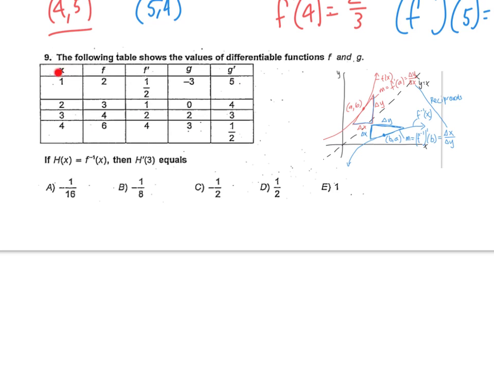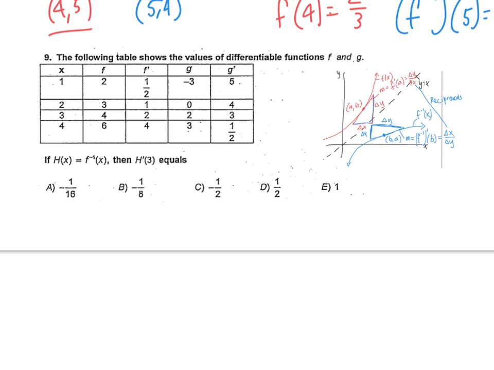This column here is labeled x. These are the x values, so x values of 1, 2, 3, and 4. This column is the y values on my function f. These are the y values on my function f prime, the derivative. These are the y values on a function g, and these are the y values on the derivative of g. So we're given this function h, which denotes the inverse of my function f. It's asking us to find the slope of the tangent line when x is equal to 3 on my inverse function h, which is the inverse of f.